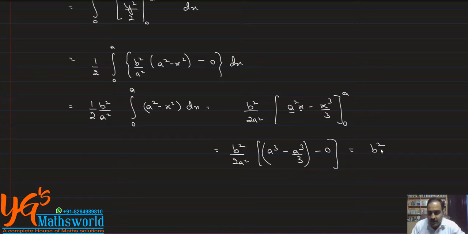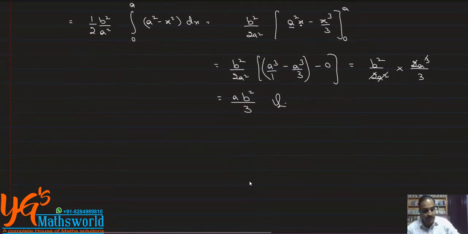So it will be b square over 2a square. Now if I take LCM, so 3a cube minus a cube, it will be 2a cube by 3. So a square with this one cancel, 2 and 2 cancel out, and we are getting the result as 1 is left, a b square by 3. So this will be the answer for this question.